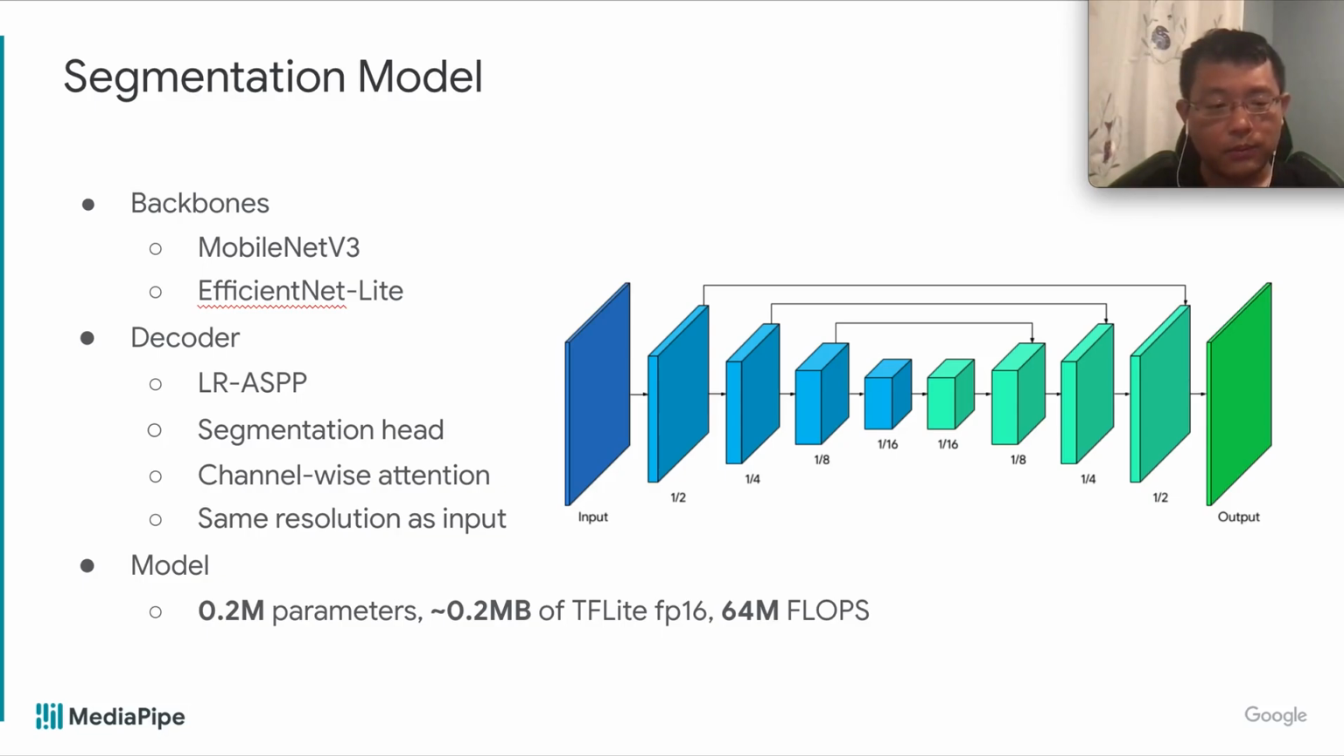The model we built is ultra lightweight, which has only 0.2 million parameters and about 0.2 megabytes of TF-Lite FP16 file. For the base model, it has 64 million flops.